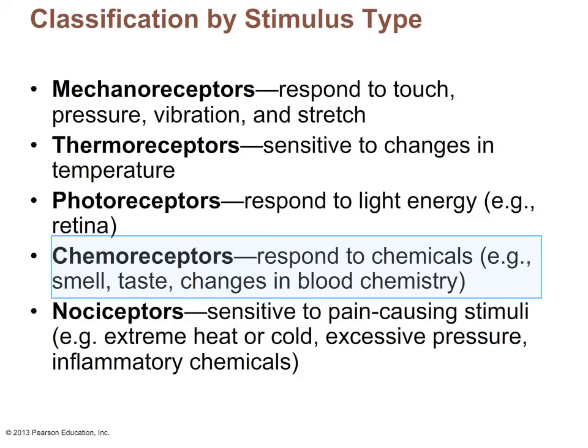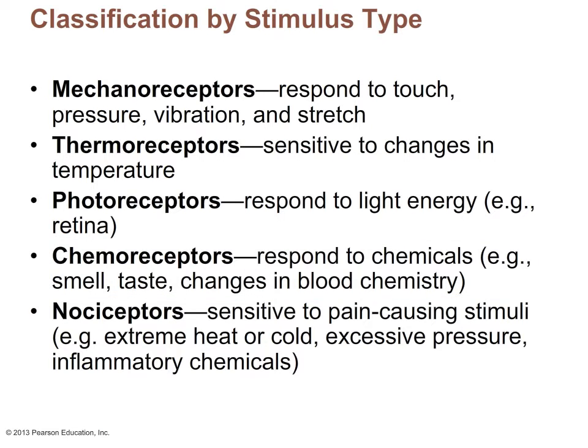Now, it's important to realize that we also have interoceptors that monitor chemicals. And these include the chemoreceptors located within the hypothalamus that are monitoring the blood osmolality. It's important to realize that we are not consciously aware of this particular chemoreceptor input.